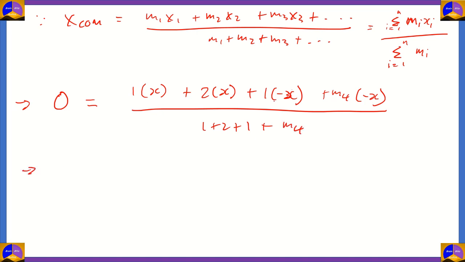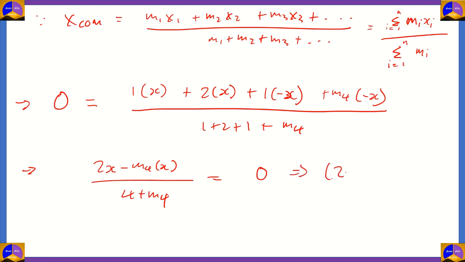So therefore 1 times x and 1 times minus x cancel each other out, so you have 2x plus 2x minus m4x divided by 4 plus m4 equal to 0. We take the denominator to the right hand side, and it will still be 0, so therefore x times 2x minus m4 times x equals 0.